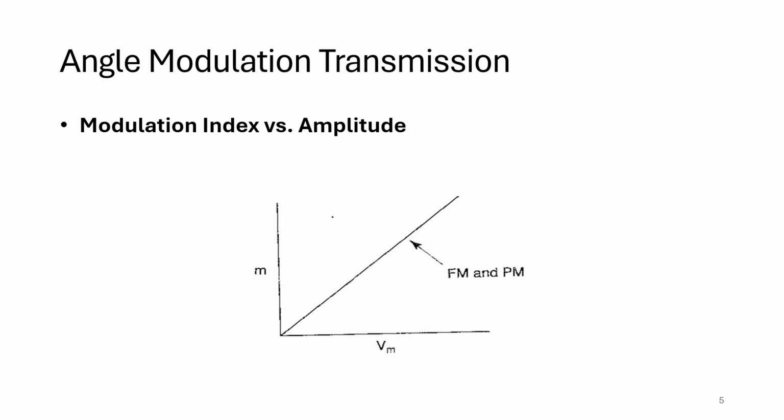So as you can see here, this is your modulation index versus the amplitude. As we can see, this applies to both FM and PM. So the modulation index for both FM and PM is proportional to the magnitude of the modulating signal. In getting the modulation index for both FM and PM, we can see the variable Vm there. So therefore, they are affected, and they are directly proportional. Okay?